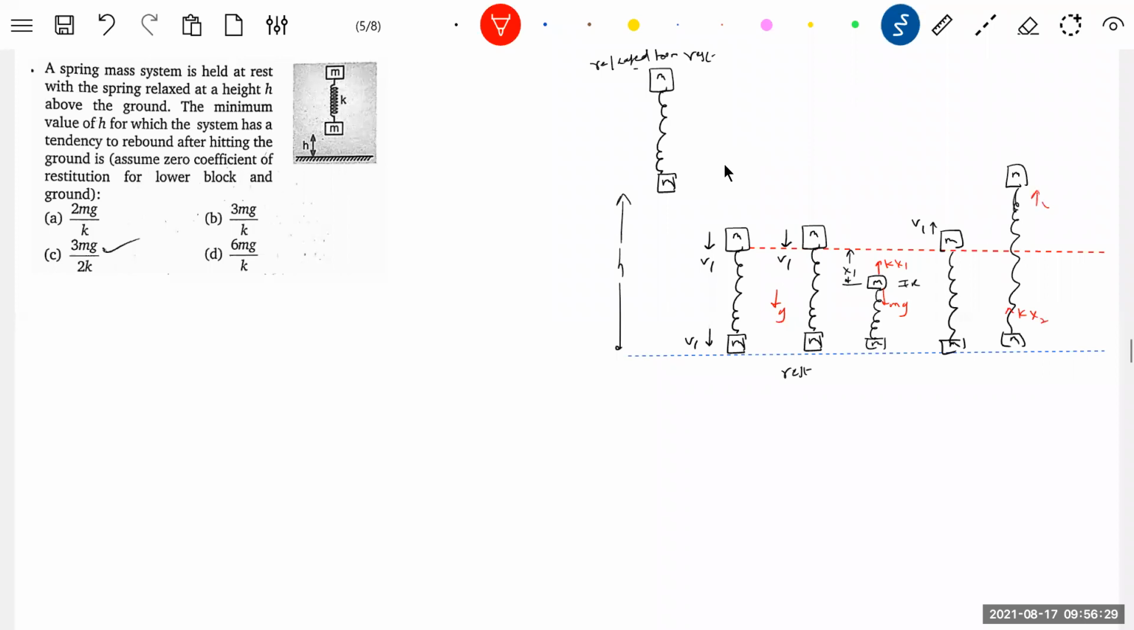Kx2, elongation. Then it is about to lose contact, no? The spring force will press the block, the weight mg, and say N1. Now here it has a tendency to lose contact. Here the normal reaction will be 0. So the block loses contact here.